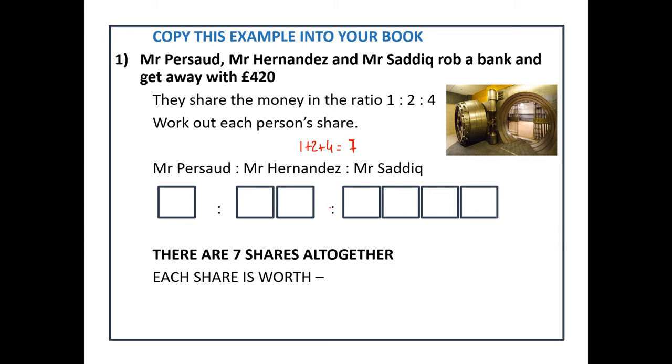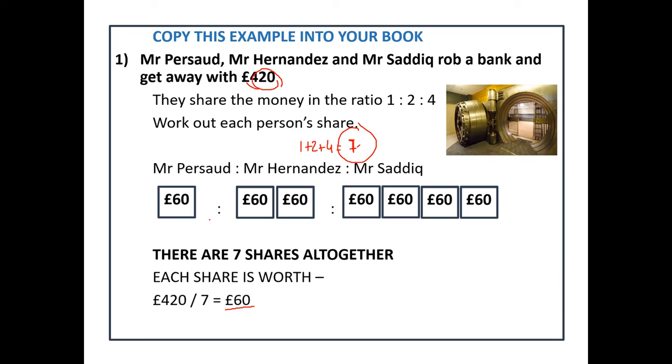So what we have to do is find how much each of our boxes is worth. We know that our total at the moment is 420. We have to now divide it by 7. So 420 divided by 7 gives us an answer of 60. So that means that each box represents £60. Then to find out how much each gets individually, we multiply. Mr. Persuade only gets 1 share, so he gets 60. Mr. Hernandez gets 2 shares, so we times it by 2, so he gets 120.